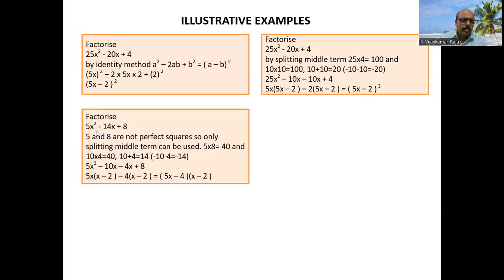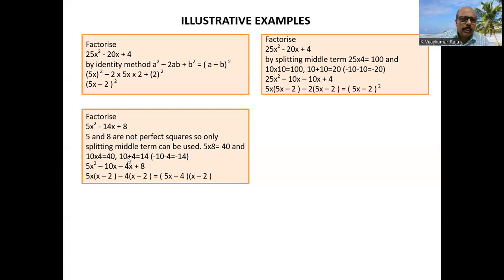Now see this. 5x square minus 14x plus 8. 5 and 8 are not perfect squares, so only the splitting the middle term method can be used. So 5 eights are 40. Now we got 40. You have to find the factors of 40 which, if you add, you should get 14. Factors of 40 can be written as 4 tens are 40, and 4 plus 10 is 14.